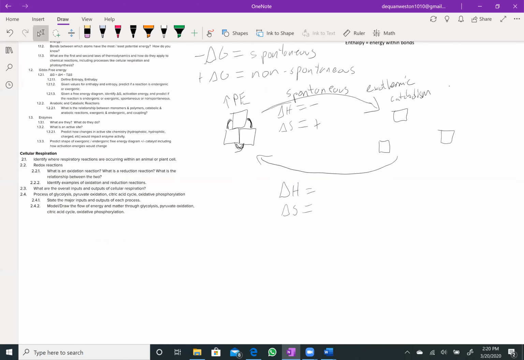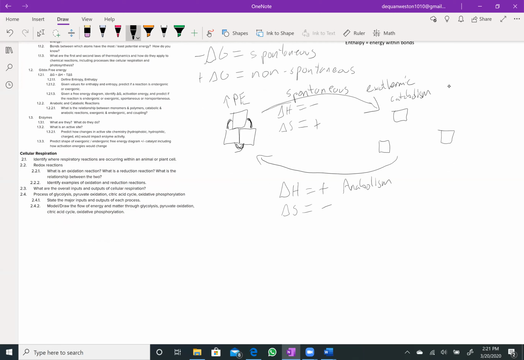All right, and then for this bottom one, it's going to be the total opposite. So our enthalpy is going to increase because we're forming bonds, and our entropy decreases because we're actually removing disorder. And this is a form of anabolism. So we're forming bonds, so we need energy input.